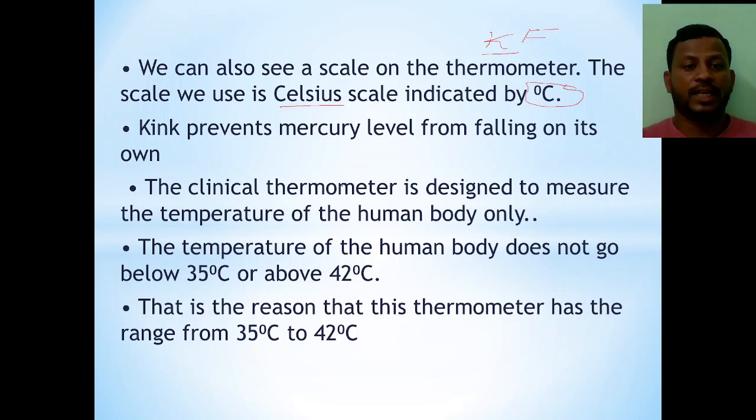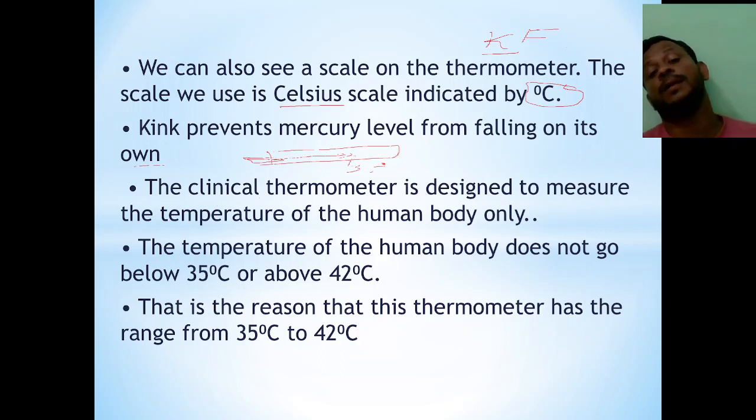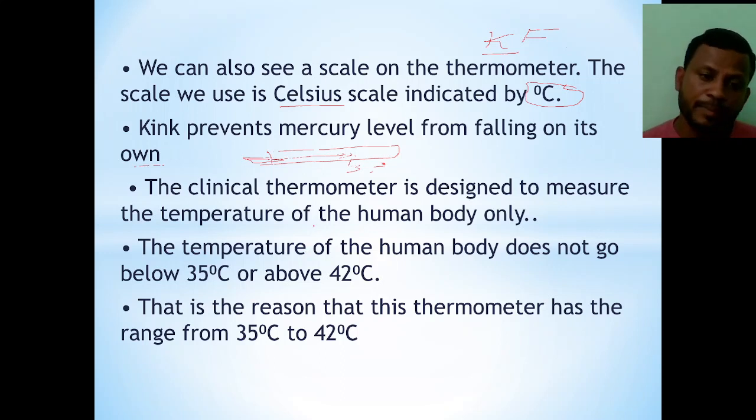The kink prevents the mercury level from falling on its own. I just showed you before, imagine that this is the thermometer. When we place the thermometer in the underarm, the mercury starts to expand along the scale. Where the mercury stops, that number indicates the temperature. The clinical thermometer is designed to measure the temperature of the human body only, and it is only used in hospitals.